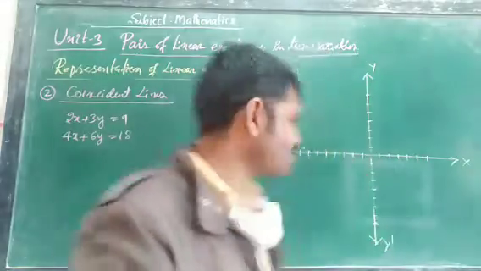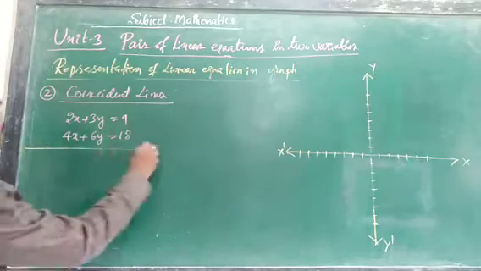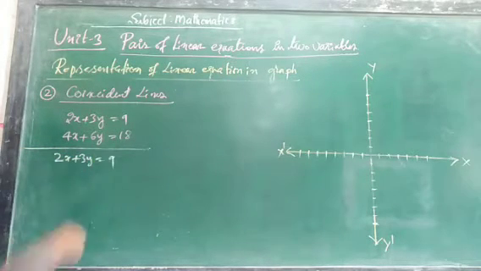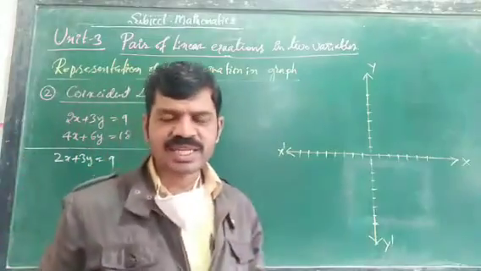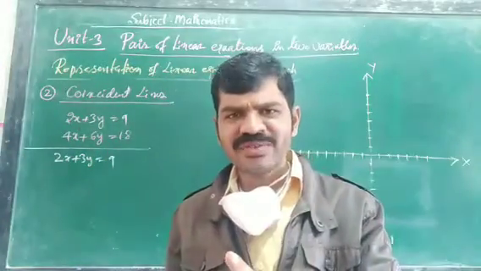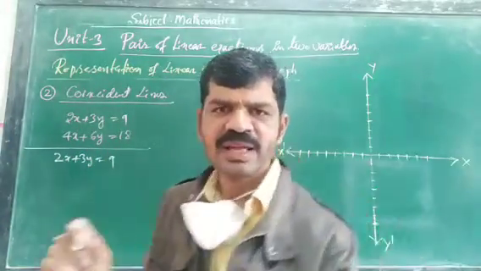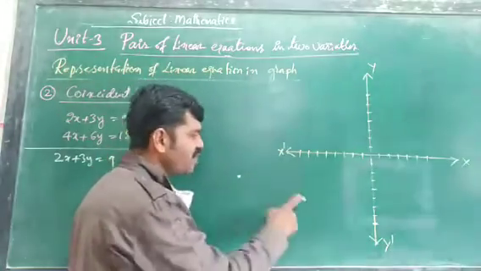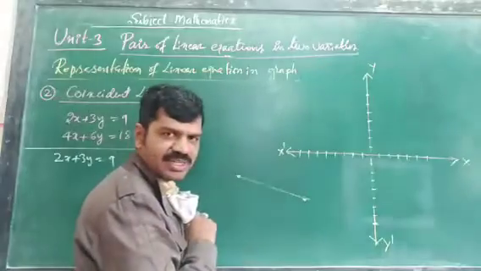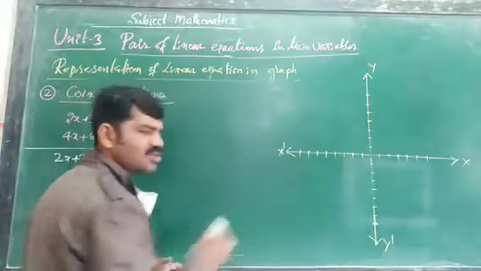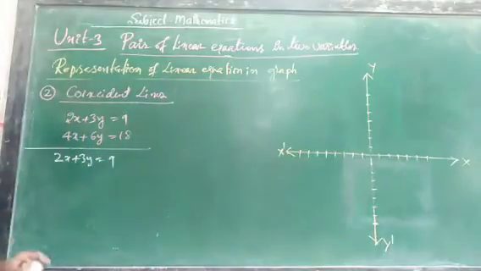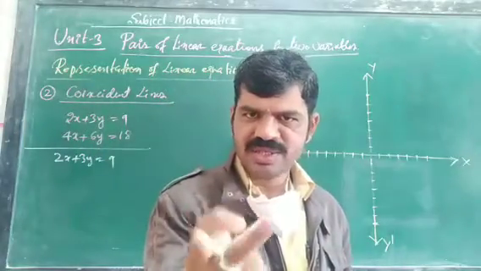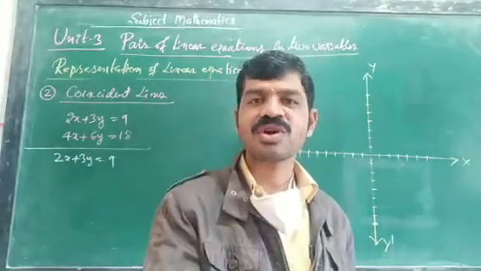Okay, come on. So here let us take 2x plus 3y is equal to 9. You know that in order to draw a line we need 2 points. For example, here is one point, here is another point. If we have these 2 points we can draw a line, isn't it? So in this equation let us take only 2 points. 2 points is just enough to draw a line.